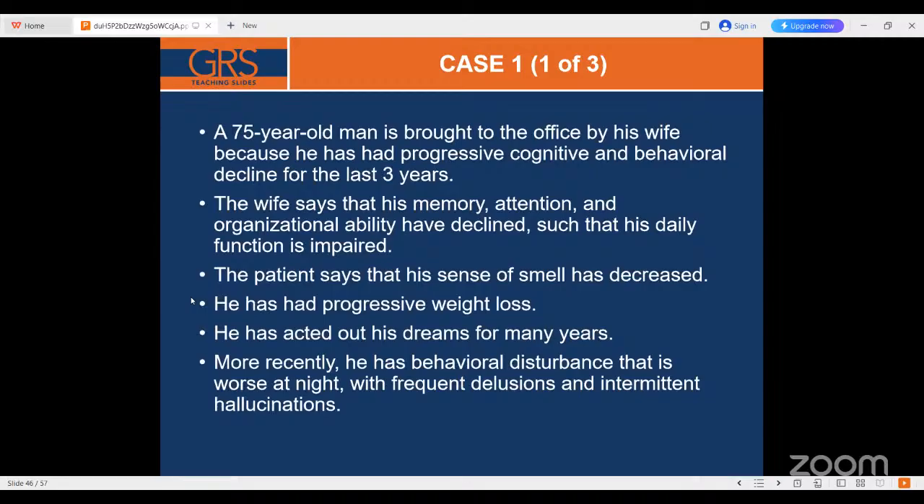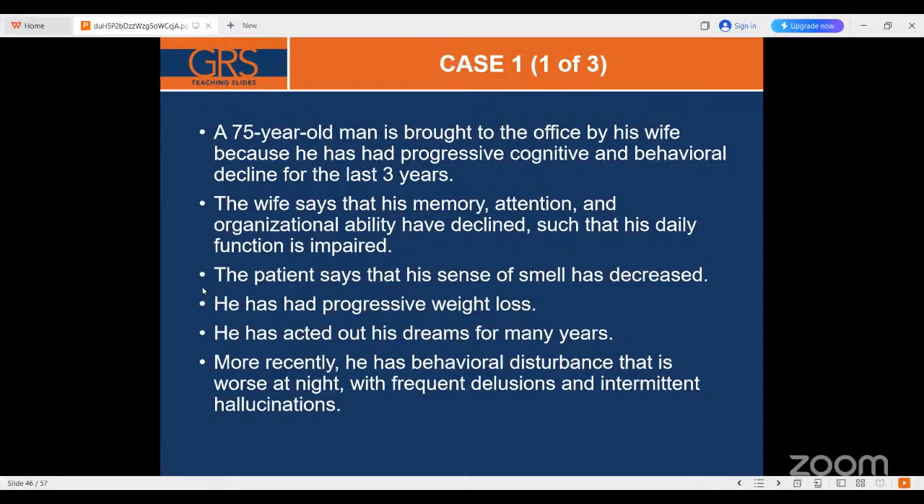So as we complete this session, we are going to have 3 cases, and feel free to answer. A 75-year-old man is brought to the office by his wife because he has had a progressive cognitive and behavioral decline for the last 3 years.